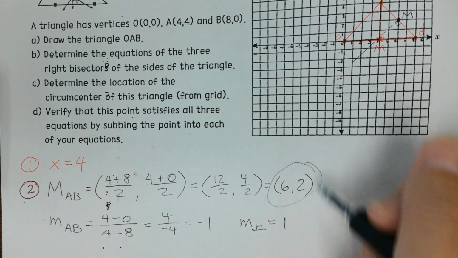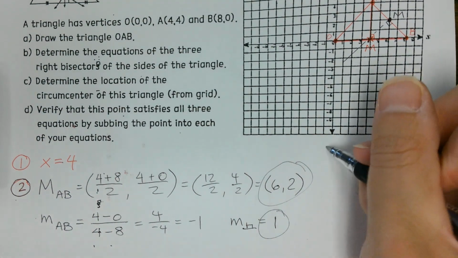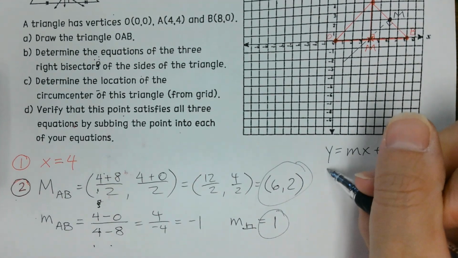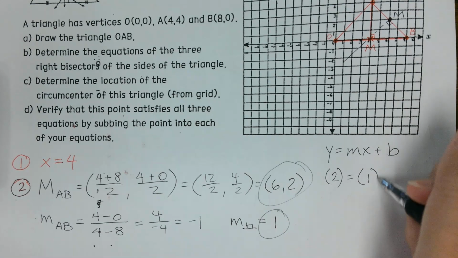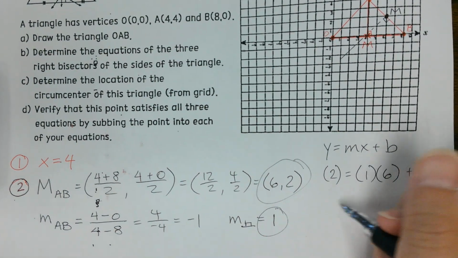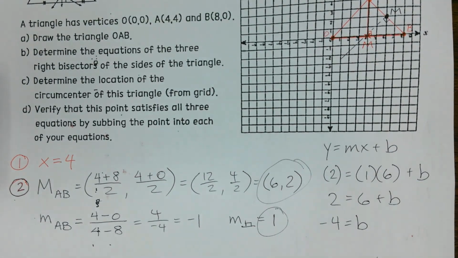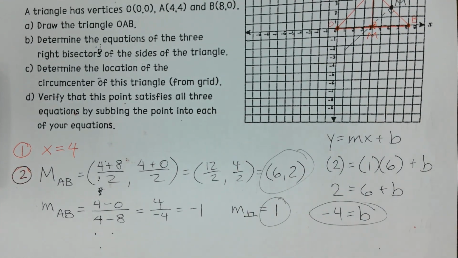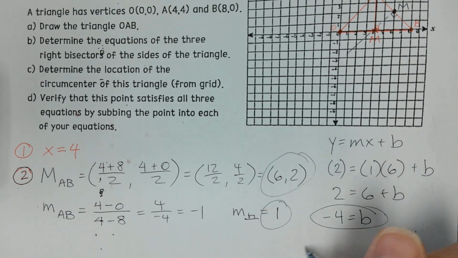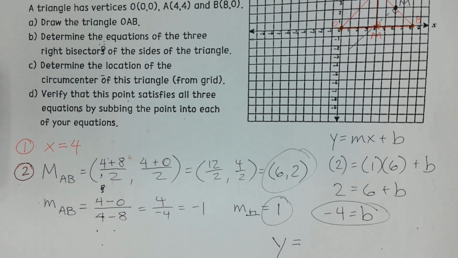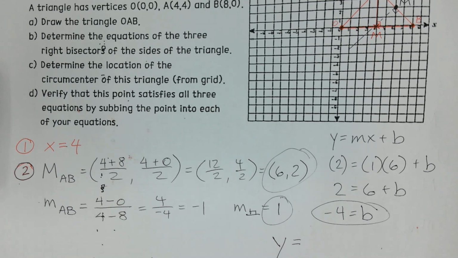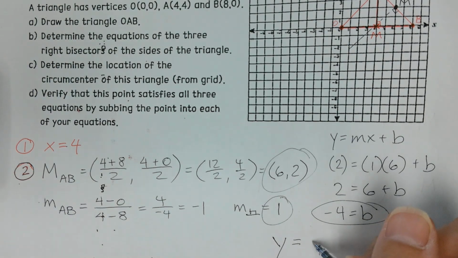So now using this point and this slope, I can sub it into y equals mx plus b. So 2 equals 1 times 6 plus b. 2 equals 6 plus b. When you move it over, you get negative 4. So what's the equation of this black line? I have my slope. I have my y-intercept. Rosie? Perfect.